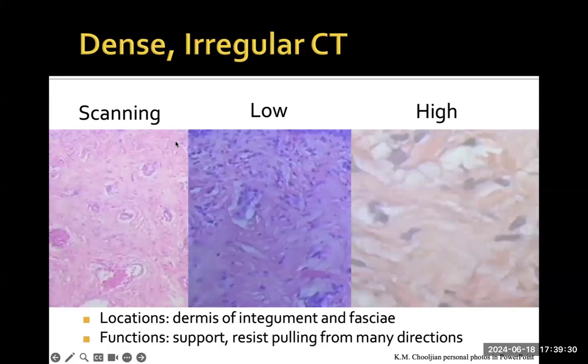Next is dense irregular. Most of the time when we describe this, we would say that both of these have waves, but the dense irregular waves kind of crash into each other. And when they crash into each other, it becomes this irregular formation. So this is going to be found in the dermis of the integument and also in the fascia. And it's going to be to support and then resist pulling from many directions.